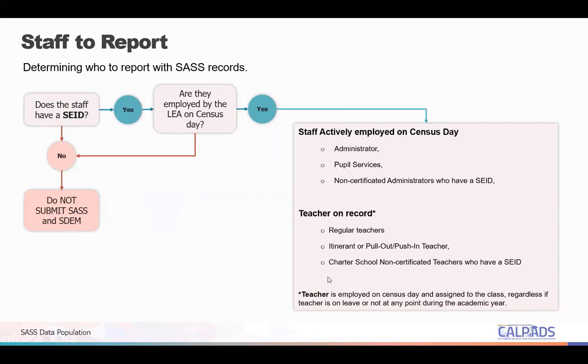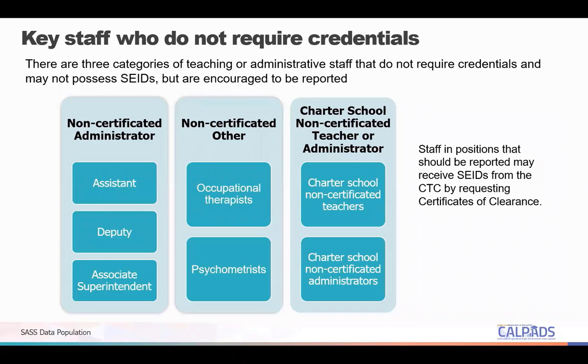on census day. As earlier hinted, there are three categories of teaching or administrative staff that do not require credentials and may not possess SEIDs, but they are encouraged to be reported in CALPADS. These are your non-certificated administrator, non-certificated other, which are occupational therapists, psychometrists, and other pupil service staff, and your charter school non-certificated teacher or administrator. These are your charter school non-certificated teachers and charter school non-certificated administrators.